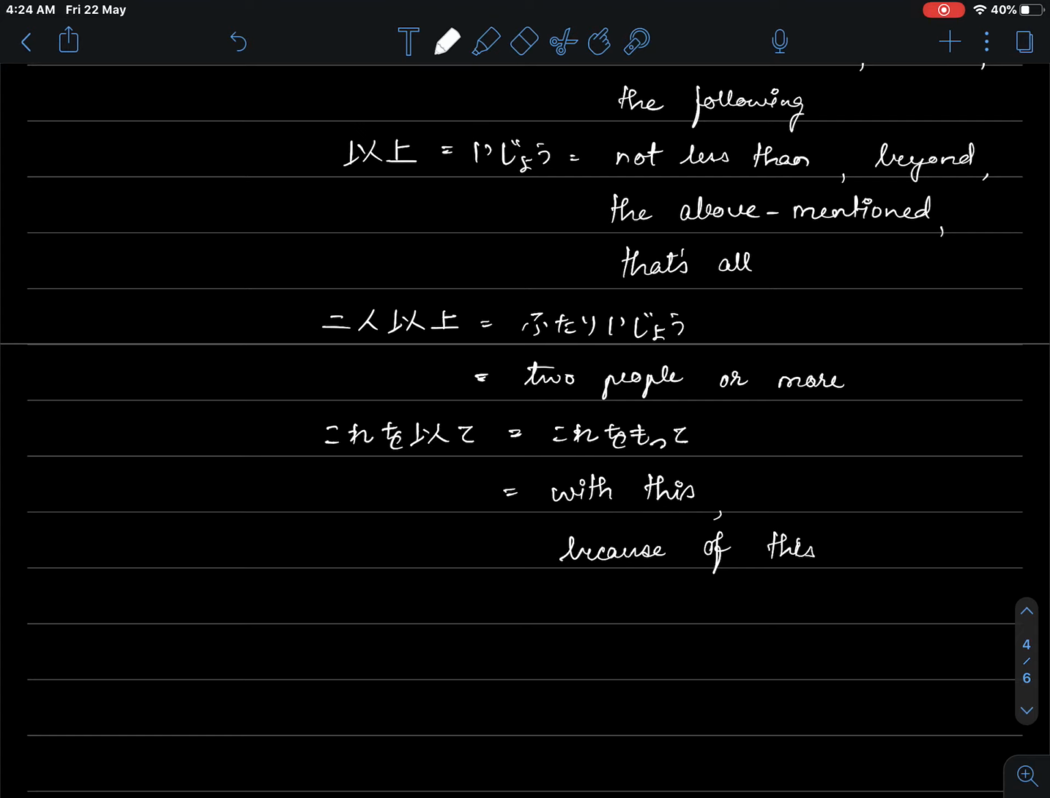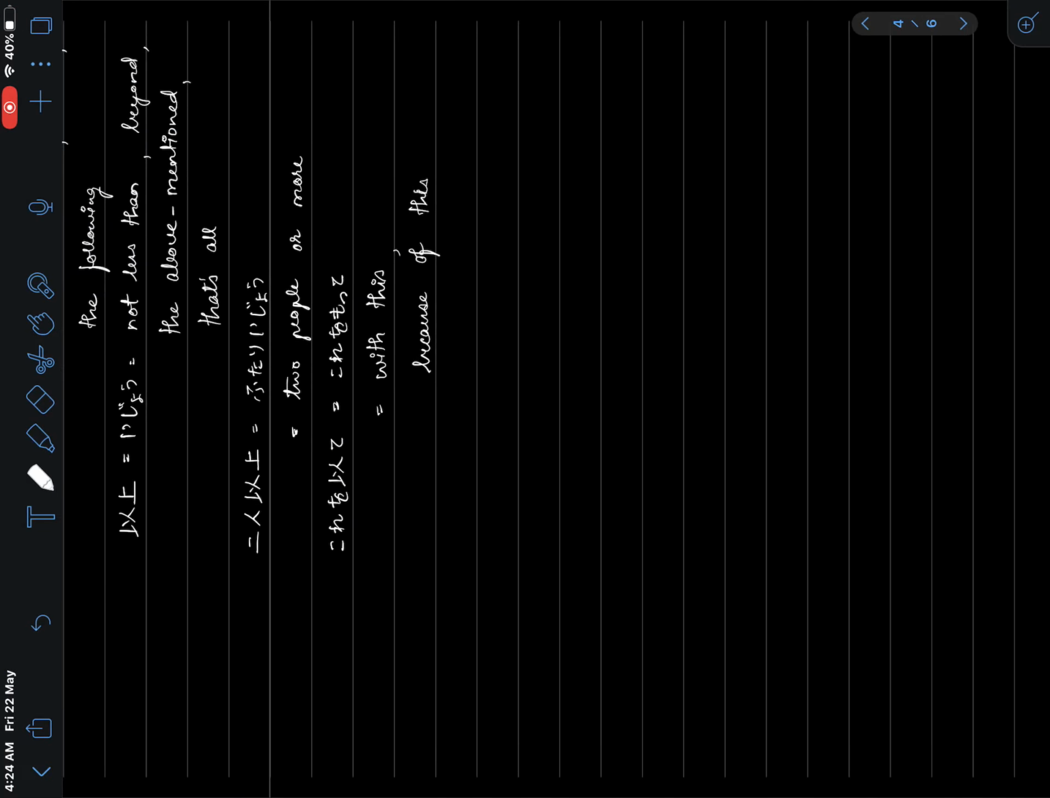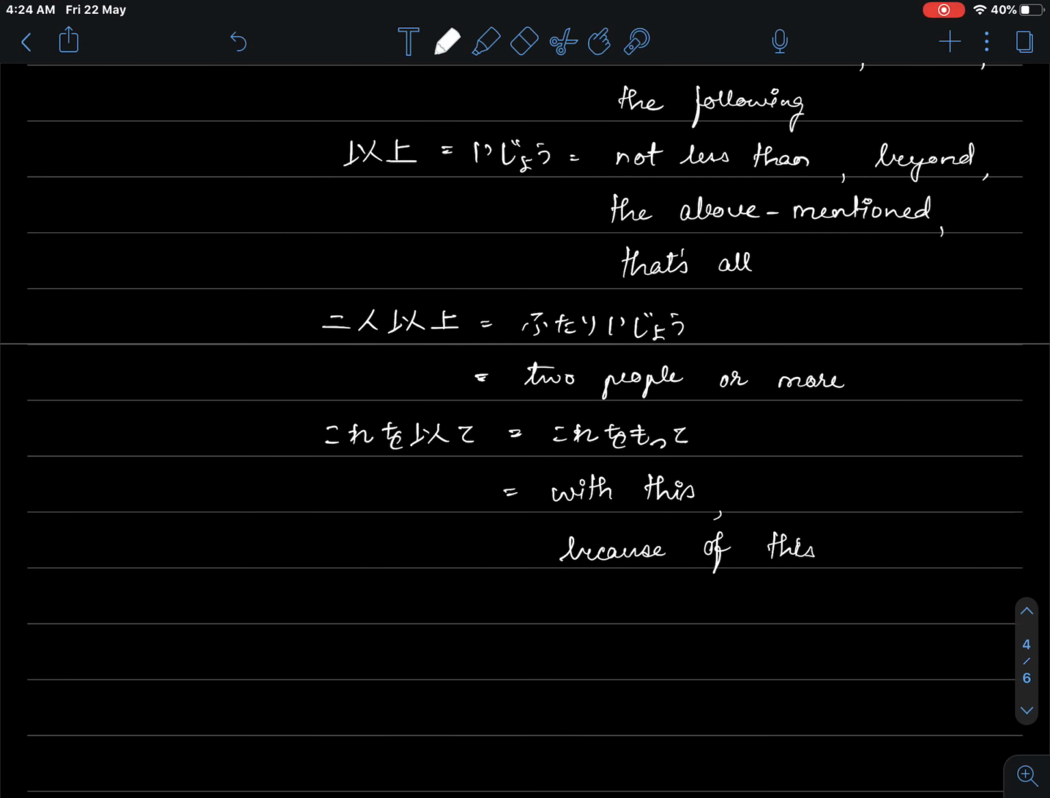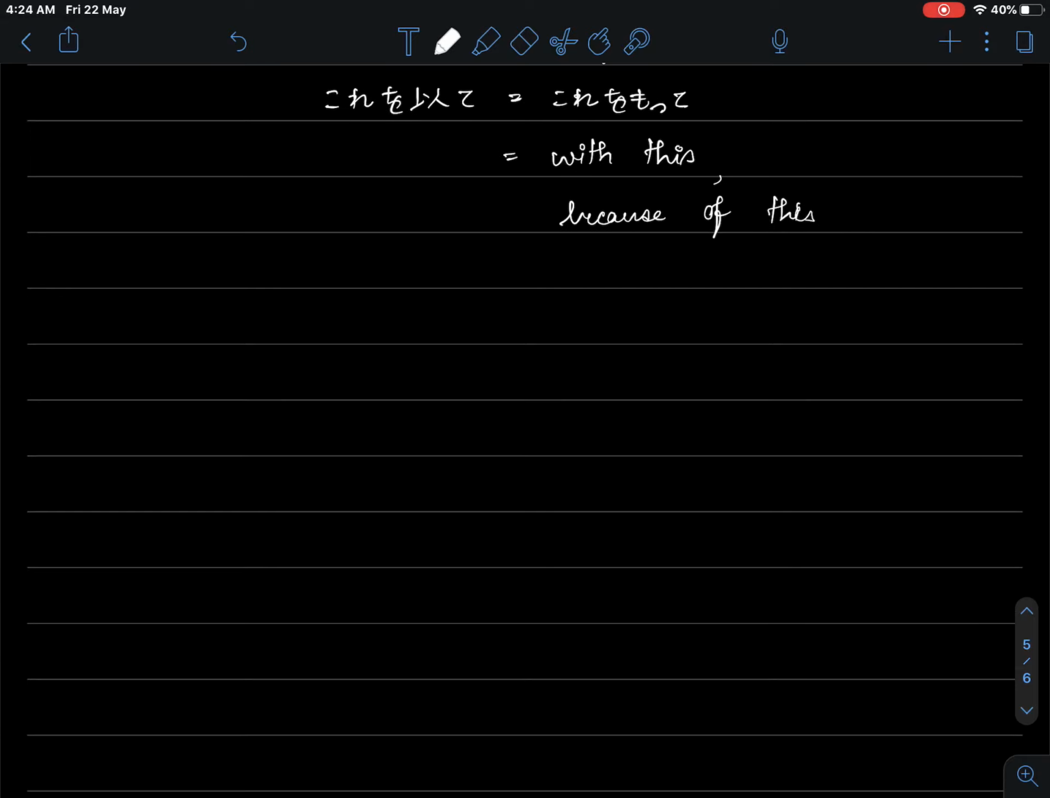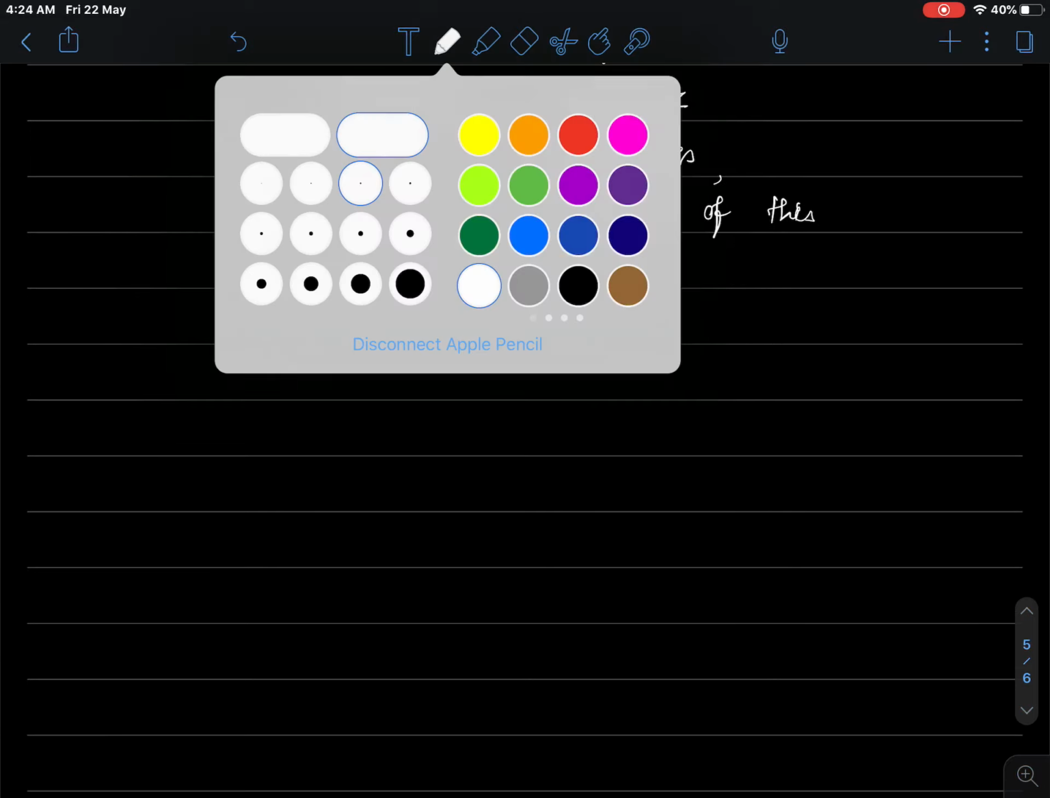Ijo and Ika are very commonly used in your reading comprehension, because there's at least one reading comprehension example which deals with numbers, and usually there will be some use for this Ijo and Ika. So if you just remember those two, it will be good enough for now. We can wait to see what other kanji combinations we can have when we do more kanji.